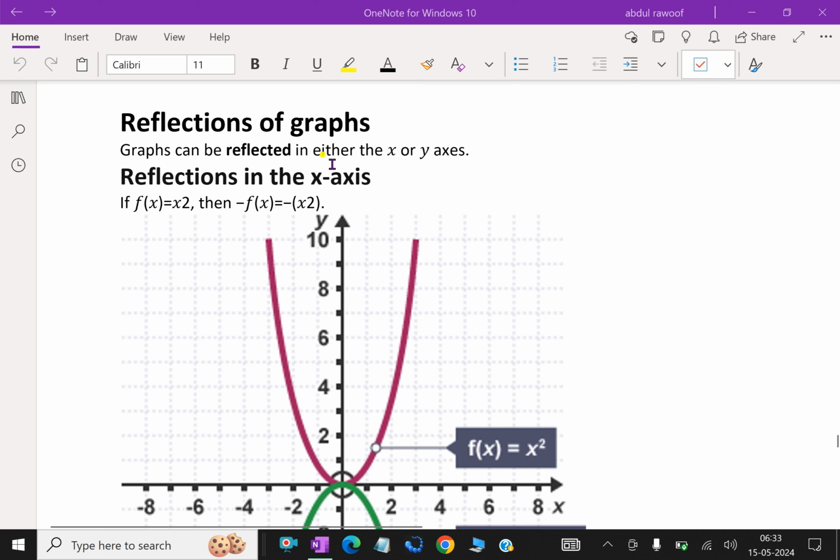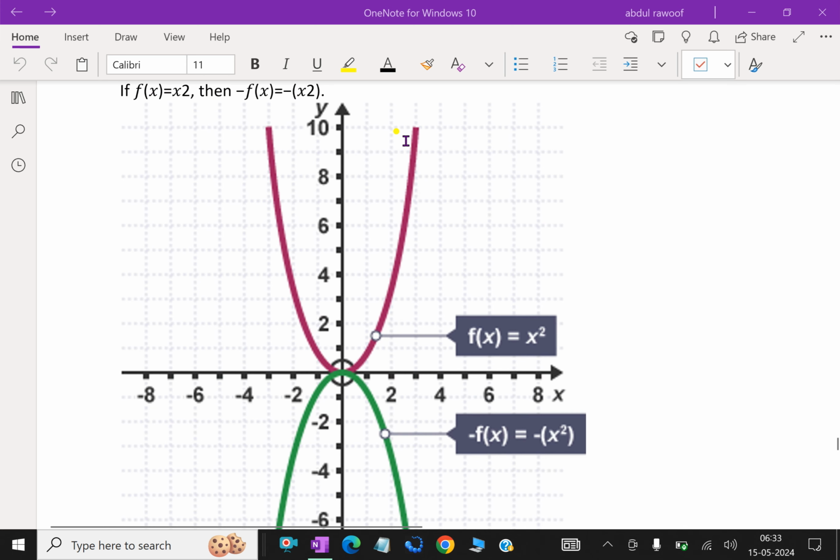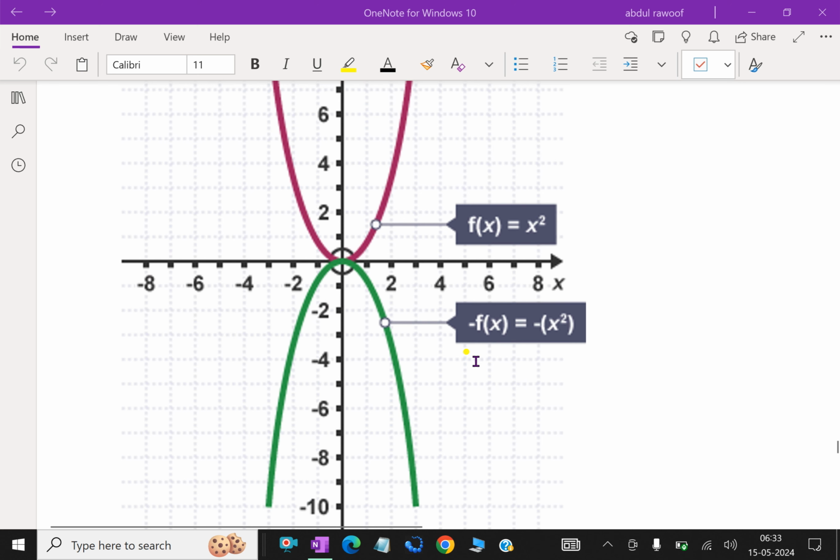Graphs can be reflected in either the x-axis or the y-axis. Suppose the parent function is f of x equals x squared. Then minus f of x gives minus x squared. The original parent function is the purple graph, f of x equals x squared. If it is reflected about the x-axis, the function becomes the green graph here, minus f of x, which means minus x squared.